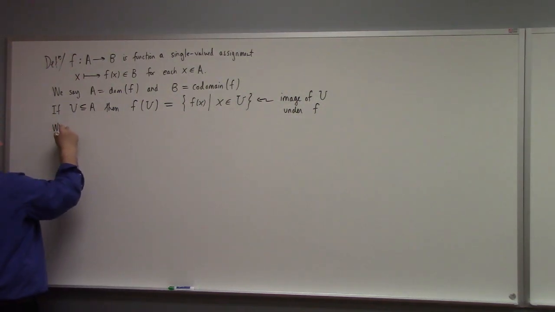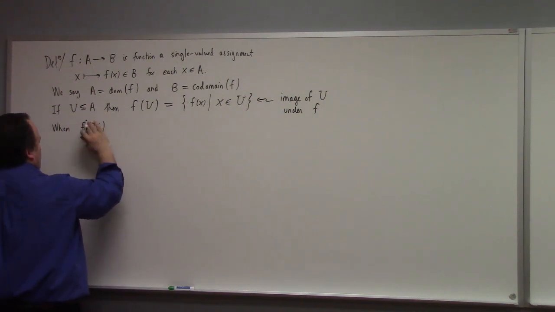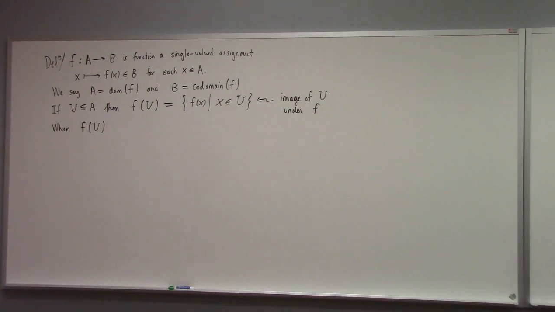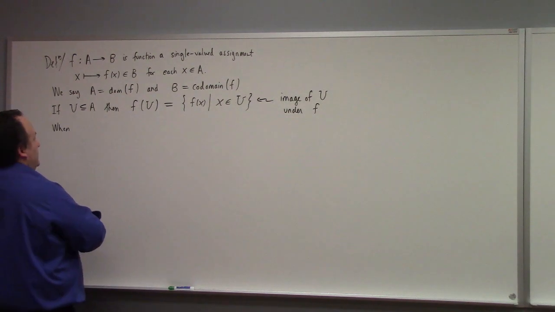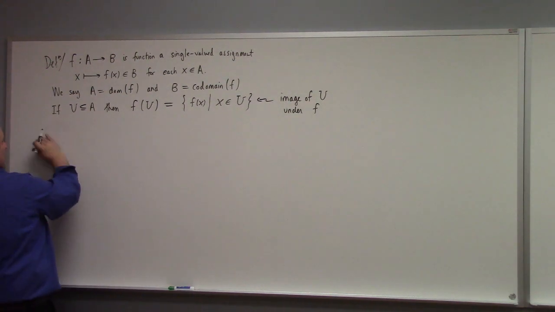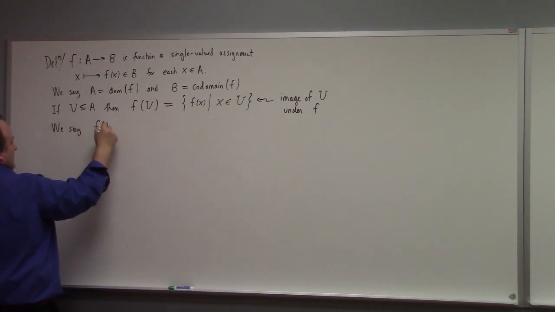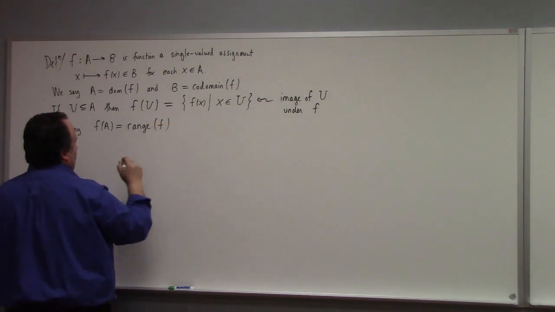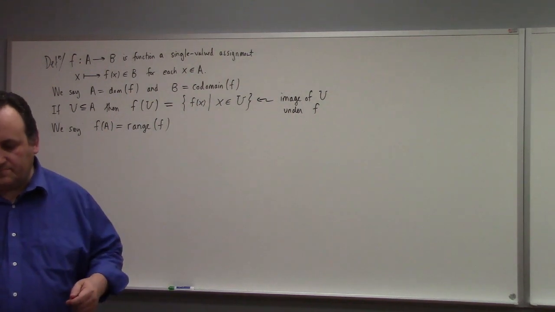Not F of U, listen to me. When F of A, when the image of A under F, when F of A is equal to B, well, let me just say this. We say F of A is equal to what? This is equal to the range of F, right? The range of F is the set of outputs.